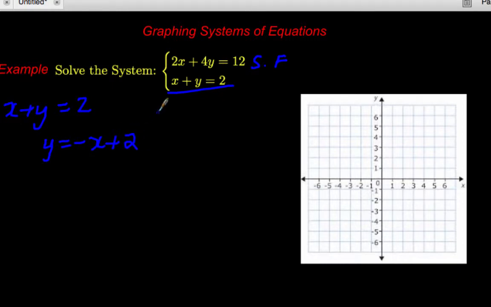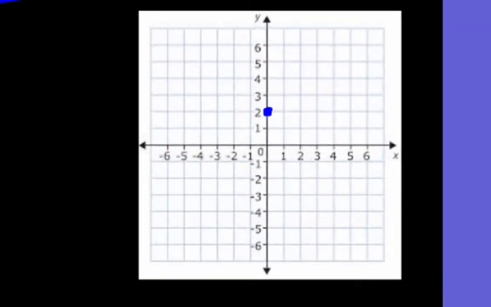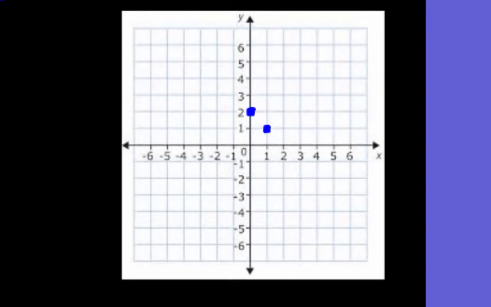And so let's go ahead and plot that first in blue. My y-intercept is 2, and my slope is negative 1. So I'm going to go down 1 over 1. And let's go ahead and draw that graph in. So we'll go ahead and connect these 2 points.